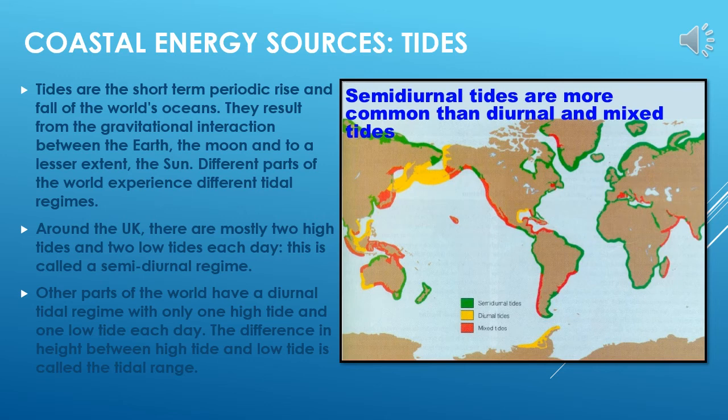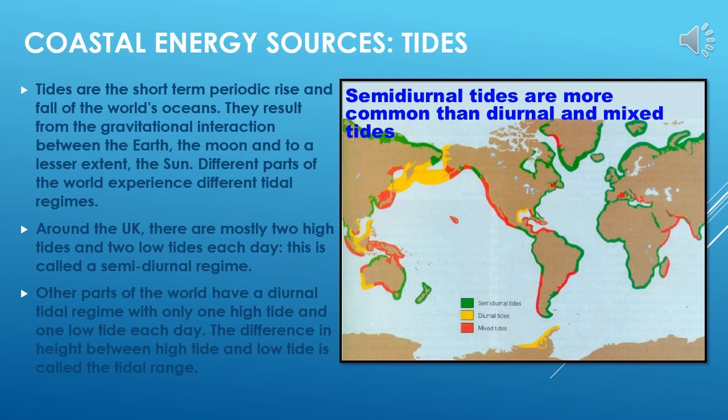Obviously, the more tides you have, the more different areas of the coast are going to be exposed to the seawater. So for example, if you imagine the area towards the top of a beach, if it's a diurnal area, it's only going to be covered up once a day, but it's going to be covered up for quite a long time. So there could be quite a lot of process happening there.